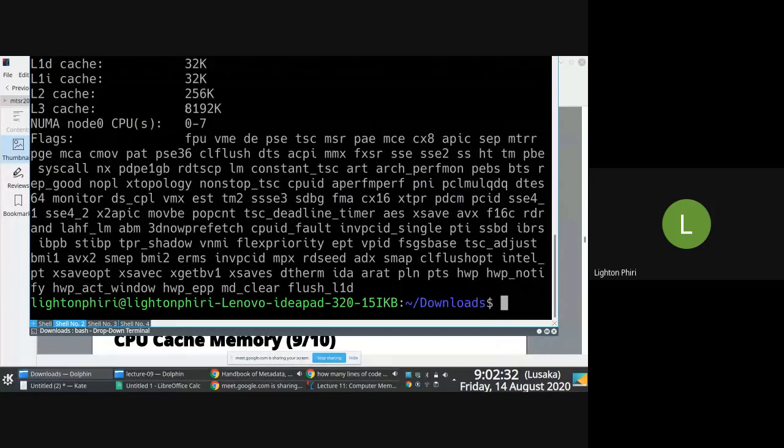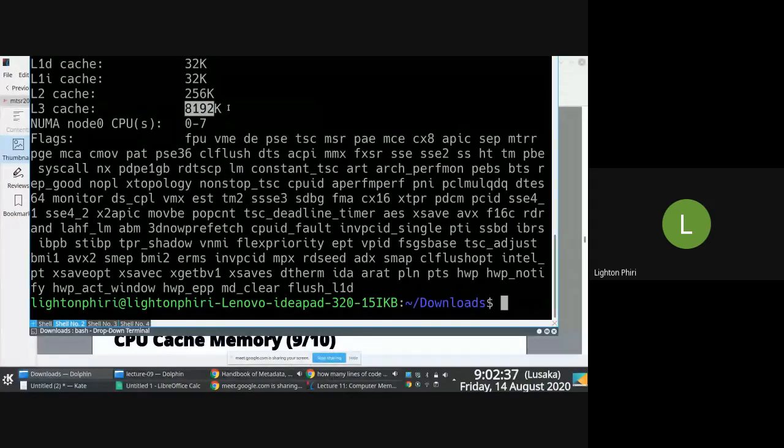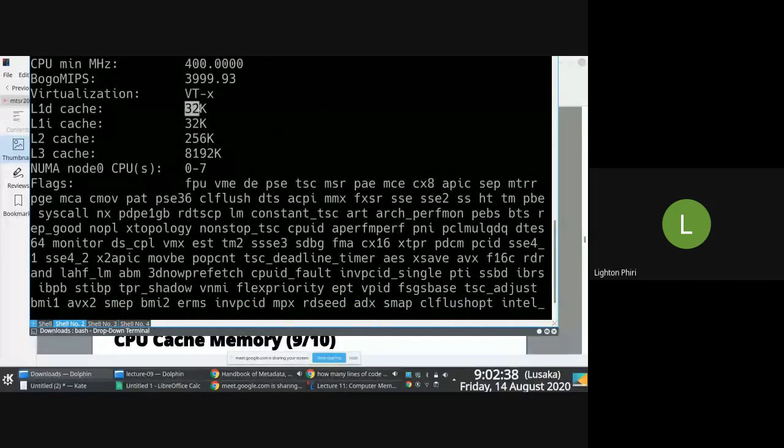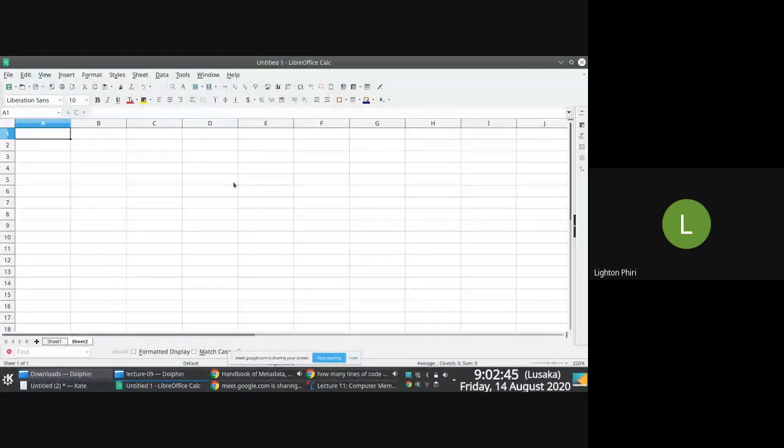So my Lenovo IdeaPad 320 has, as you observe here, 32 kilobytes of level 1 cache. Let's look at this, this should be interesting. An interesting exercise here. So let's look at level 1 cache, level 2 cache, level 3 cache, and then let's look at a microcomputer and a server computer, right?